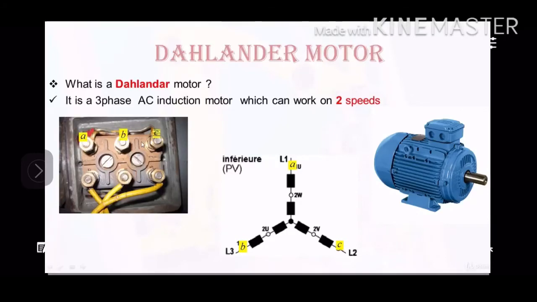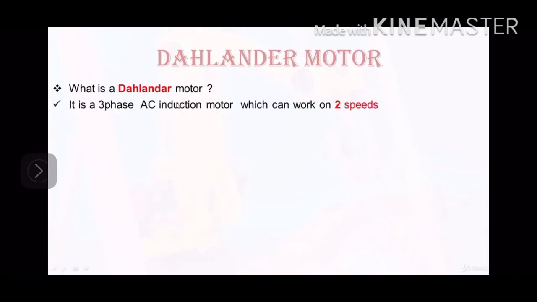Welcome again. In this lecture we will talk about the Dahlander motor. But the question in your mind is, what is a Dahlander motor? Simply, we can say that a Dahlander motor is a three-phase AC induction motor which can work on two speeds according to our need. So it's a three-phase induction motor and we use it for purposes where we need a variety of speeds.